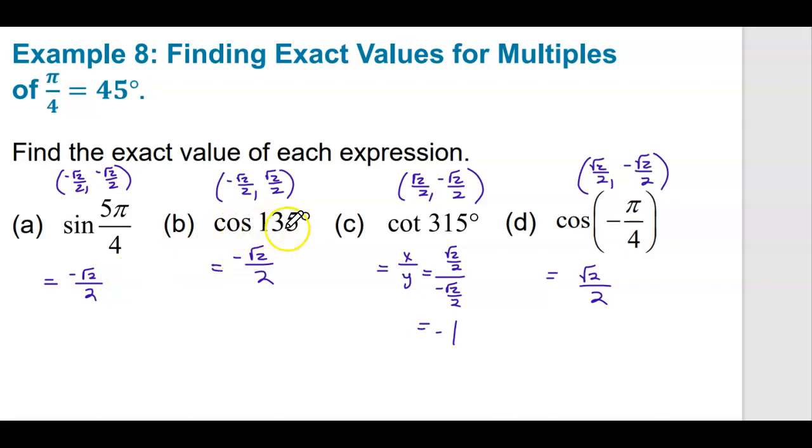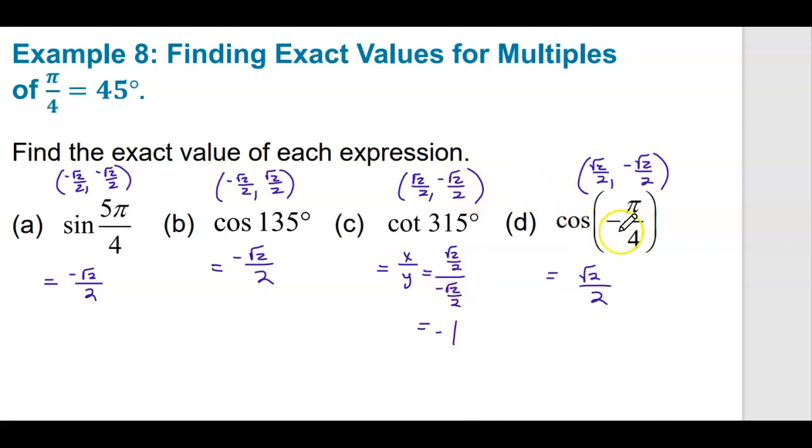Cosine at 135 degrees, that coordinate that we're referencing is negative square root of 2 over 2 and positive square root of 2 over 2. Cosine is the x value, so that's negative square root of 2 over 2. Cotangent at 315 degrees, the coordinate that we're referencing is square root of 2 over 2 and negative square root of 2 over 2. Cotangent is x divided by y, so if I take my x coordinate and divide it by my y coordinate, that gives me -1.